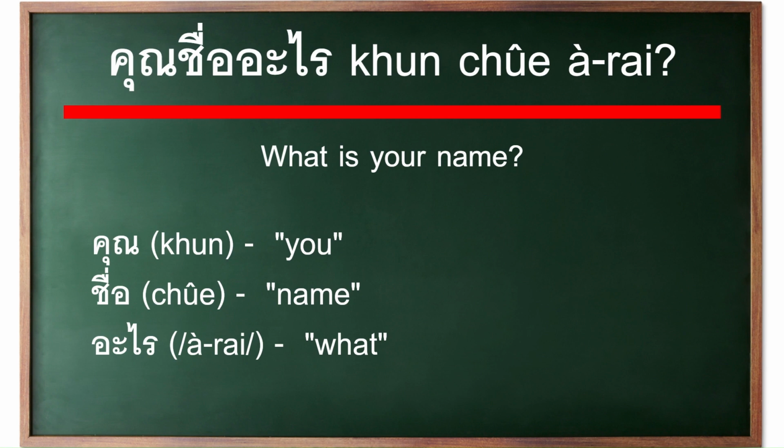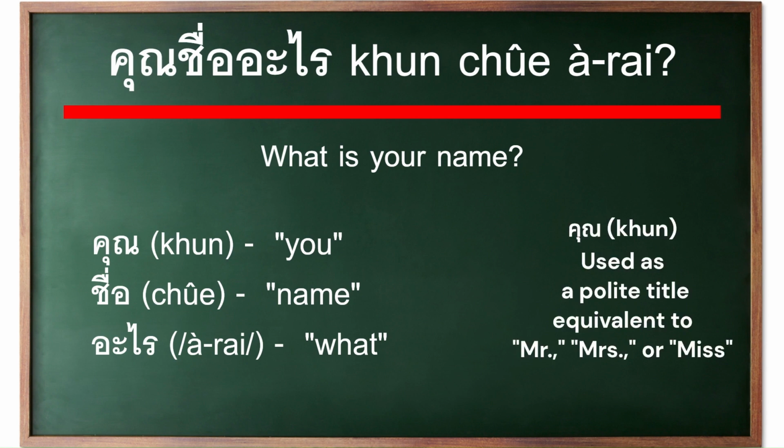Here's how we break it down. คุณ. Think of it as the polite you. It's like giving a little nod of respect right at the start. ชื่อ. This means name, อะไร means what. And if you want to soften it up a bit, here's a more casual approach.